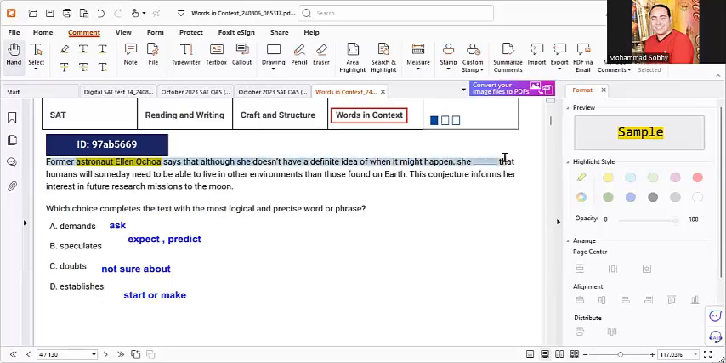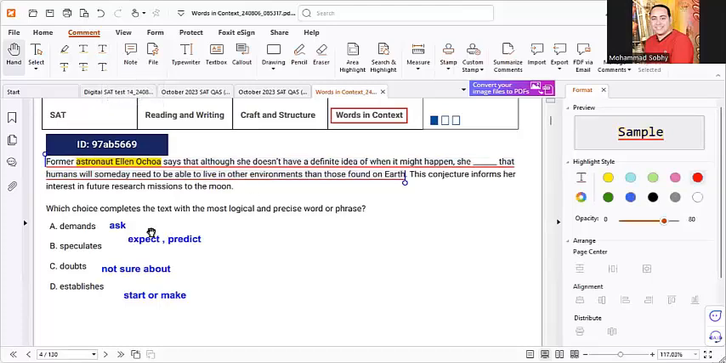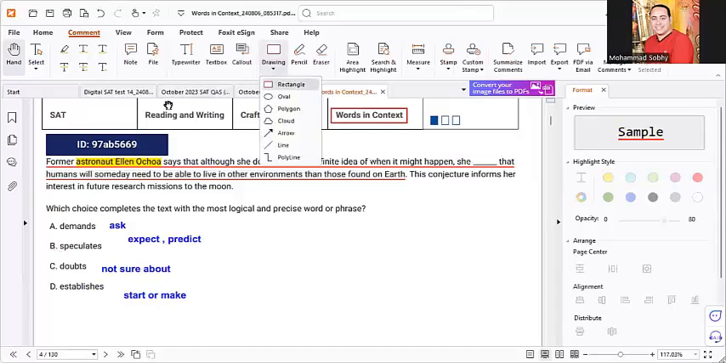She speculates that humans will someday need to be able to live in other environments than those found on Earth because of the increasing number of people and population. So she speculates. She didn't ask this time. She speculates, like she predicted that people will have the desire to travel outside of the Earth planet. What's happening?